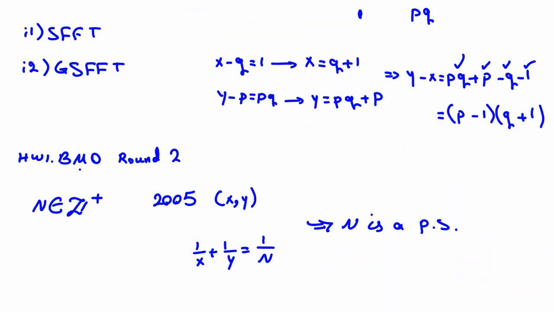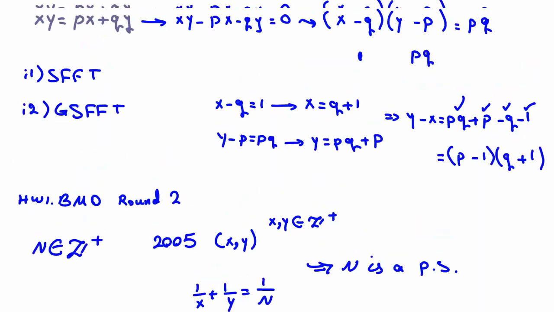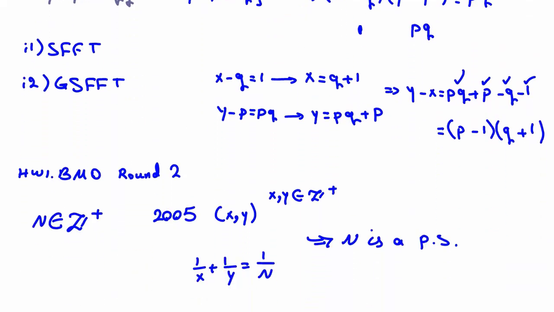Okay, we can solve this homework 1 from British Mathematical Olympiad round 2, 2005. That n is a positive integer. x and y are positive integers such that 1 over x plus 1 over y equals 1 over n. Then it says prove that n is a perfect square. Try to solve this homework 1 with these two ideas.